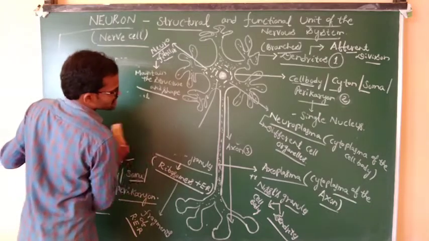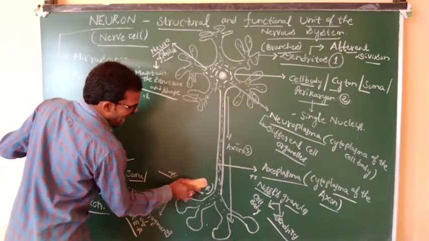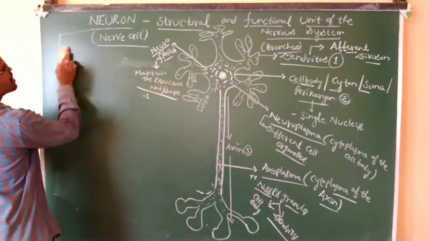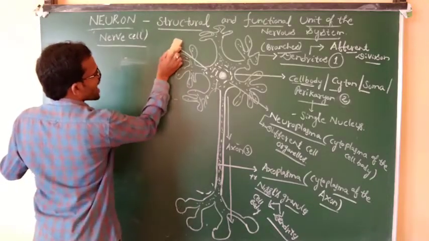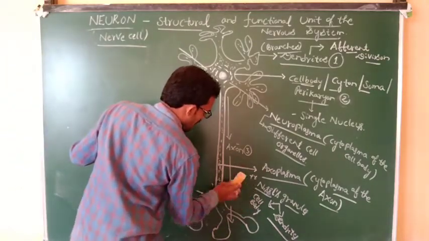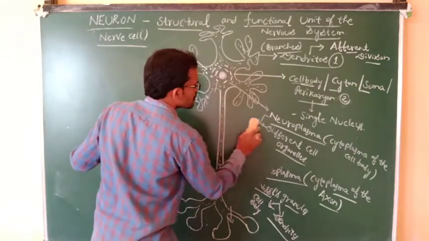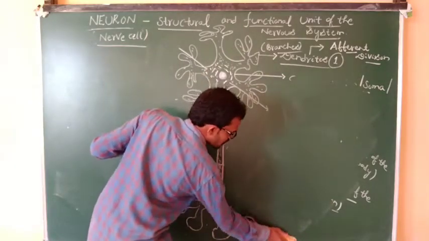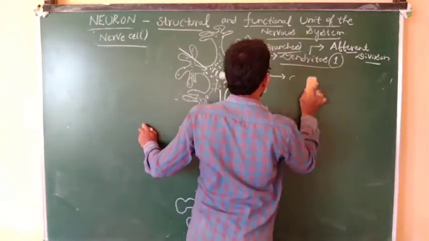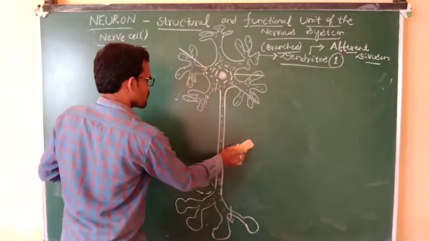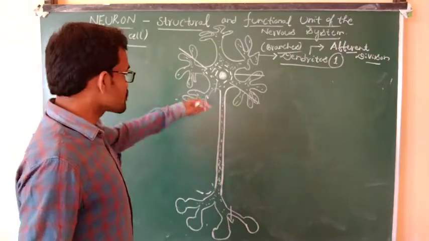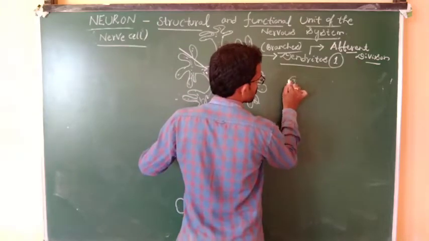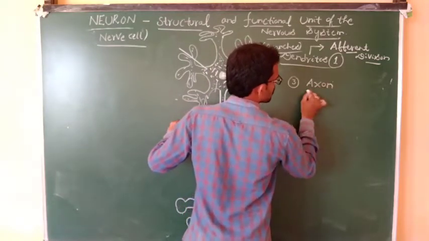Coming to the next important part, which is known as the axon. What is the third important part of the nerve cell? Axon.